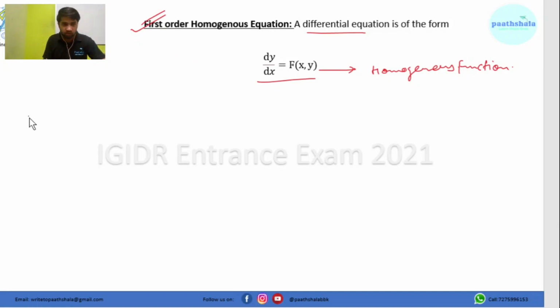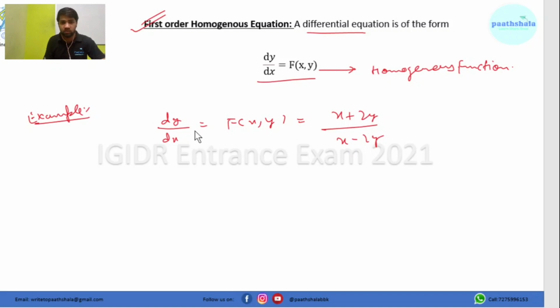Okay, so let's understand it by an example. Let's take dy by dx equals f(x, y), and suppose this function is given as (x + 2y) upon (x - y). So this is our homogeneous differential equation. But to comment that it is a first order differential equation, we have to check whether this is a homogeneous function or not.